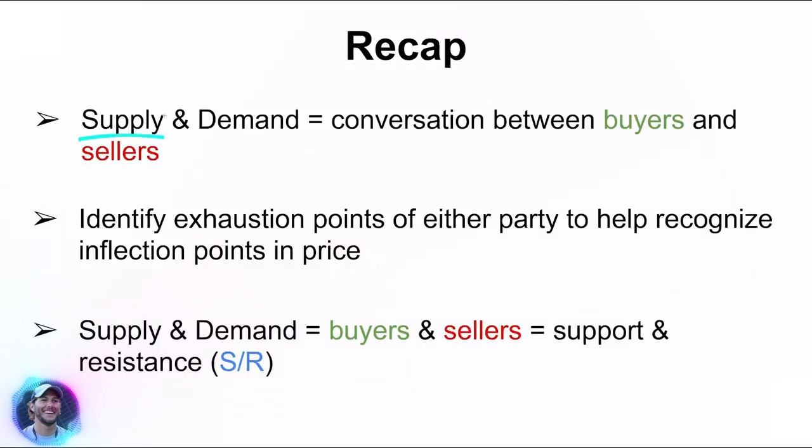So, supply and demand is our conversation between buyers and sellers. We learned that our buyers and sellers were represented through Japanese candlesticks. So now we're taking it a step further and seeing where are those groups of buyers and sellers on our chart. We want to identify the exhaustion points of either party, a buyer or seller, to help recognize inflection points in price. Where are the sellers stepping in to push price down? Where are the buyers stepping in to push price up?